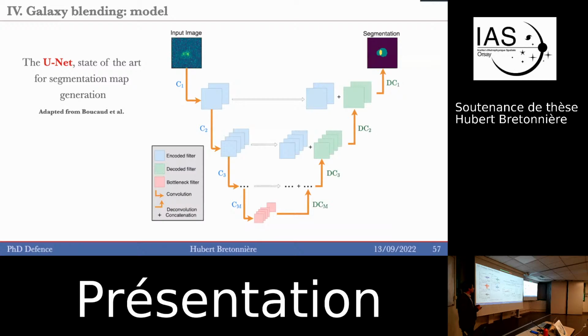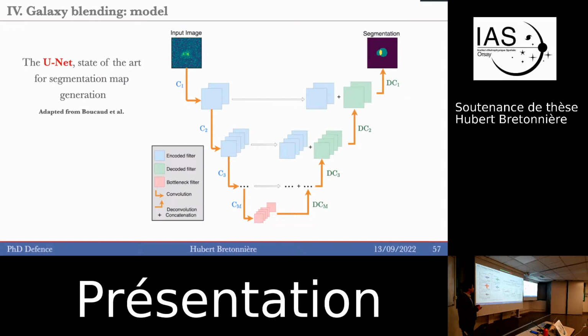So in this last chapter, we've tried to overcome those problems with deep learning, where we try to predict the segmentation map of blended galaxies from the image. The work is based on the work that was previously done by Bucco et al. And it uses first a UNet. A UNet is a deep learning algorithm, which is very similar to an autoencoder, where you compress and then decompress the information. But here you just want to keep the information that is necessary to produce the segmentation map.